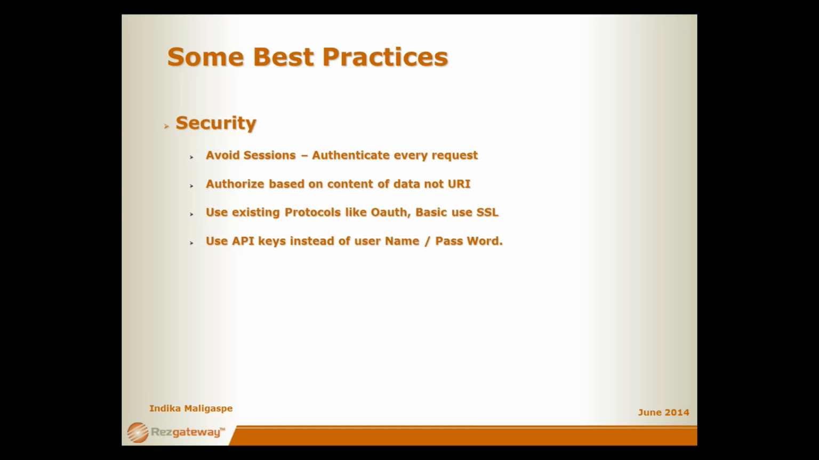Also, try to use existing protocols like OAuth and basic SSL. Don't try to create security policies unless you really know what you are doing. There are companies who are doing their own security policies, but they know what they are doing. So if you don't know that much about security, do not try to create your own security policies. Always use API keys over username passwords. Username passwords are not a secure way of handling authentication and authorization. Use API keys as much as possible.